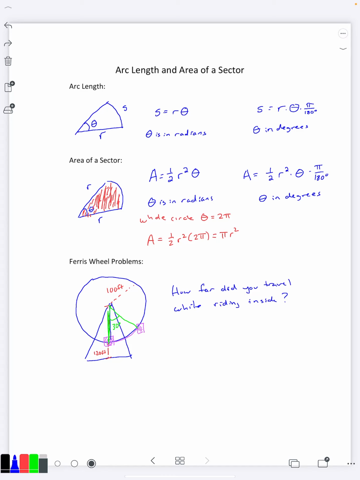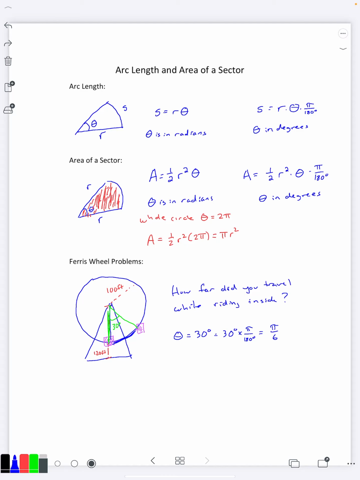So the first thing I'm going to do is convert that to radians because I like using the easier formulas here. So theta is 30 degrees, which if I want to convert that to radians means multiplying by pi over 180. And I get pi over 6 there. Once I have that, then I can see what am I trying to do. Am I going to use the area of a sector formula, or am I going to use arc length? Well, the question's asking us how far I traveled as I'm moving along the edge here. So I use the arc length formula. I'm not going to use the area of a sector for this problem.